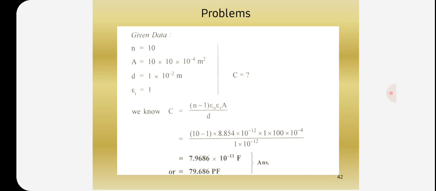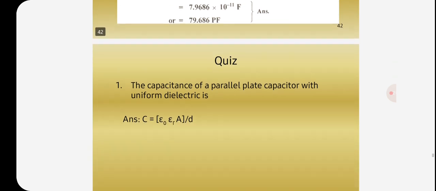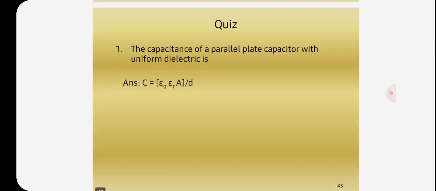So that is equal to 7.9686 into 10 to the power minus 11 farads, or 79.686 picofarads. So this is the answer for the question. We have a few quiz questions.